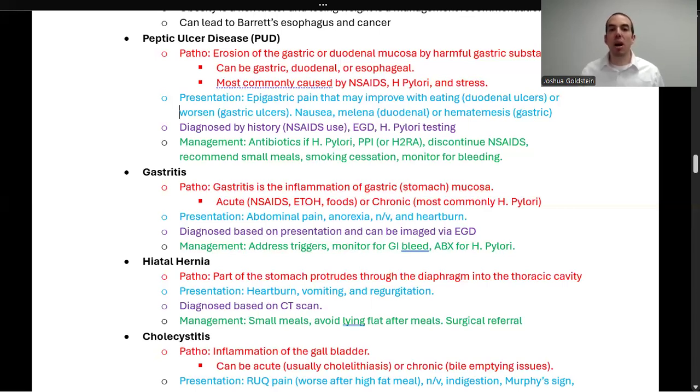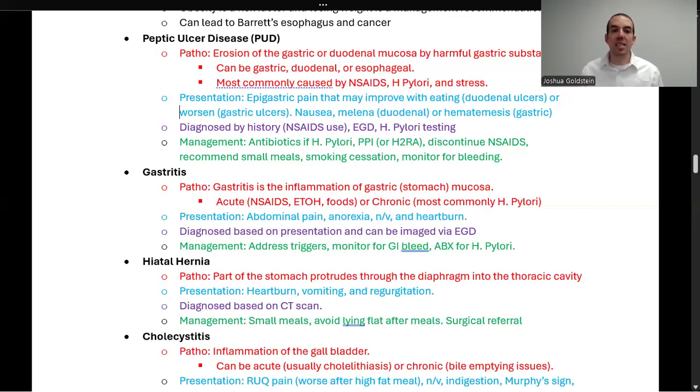The presentation is going to be heartburn, vomiting, and regurgitation. This is diagnosed by a CAT scan, which would find this very quickly. And finally, management of this would be smaller meals. We would tell the patient to avoid lying flat after meals, because again, if this is the stomach coming up into the thoracic cavity, the stomach is bigger after meals, or enlarged or engorged, whatever we want to call it. So we want to avoid them lying flat. Again, that's a really good nursing question. Make sure you remember that. And finally, surgical referral for definitive treatment.